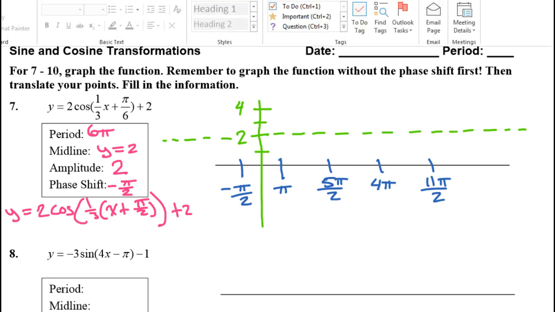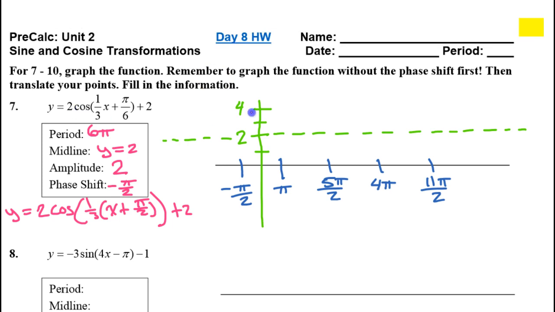Okay, so anyway, the cosine function starts off at its highest point. So it's going to start off at 4. And then it's going to just do the wave that it always does. So it's going to fall to the midline, and then lowest point, and then back to the midline, and then highest point. Do not make this like a V. Don't do that.